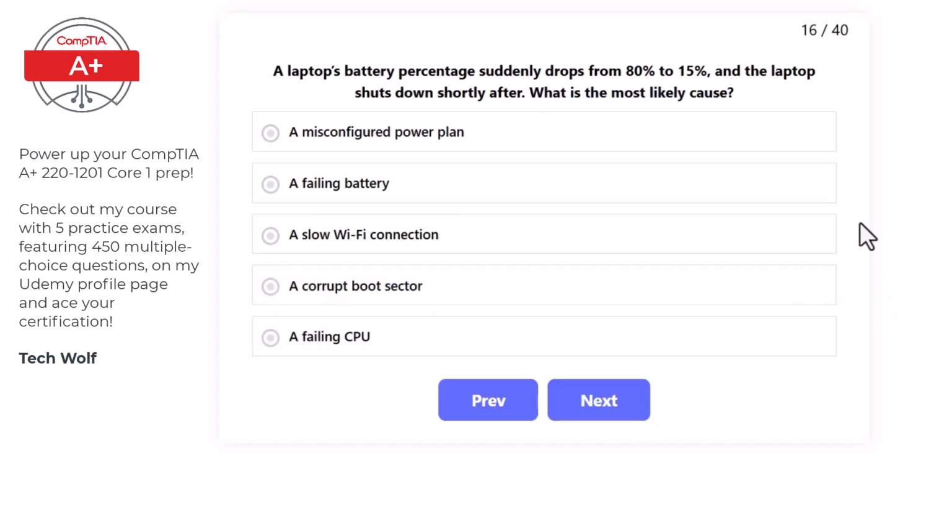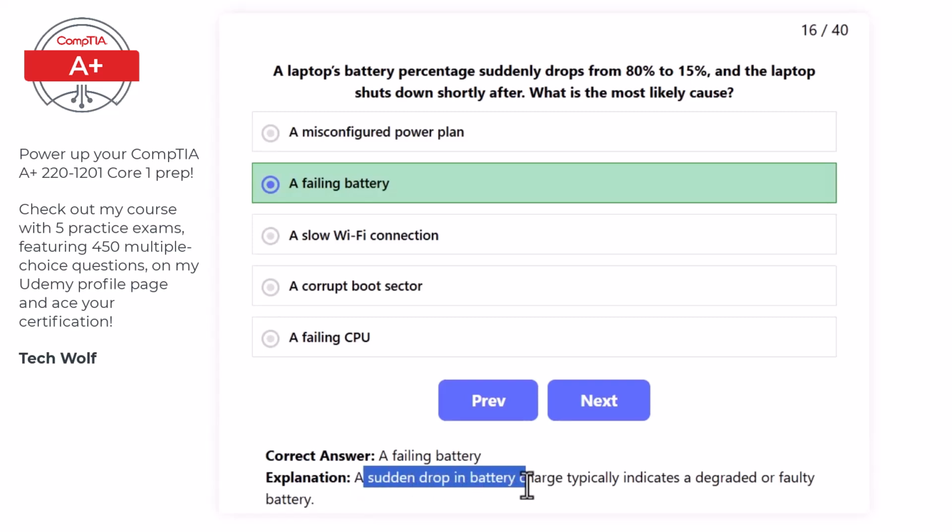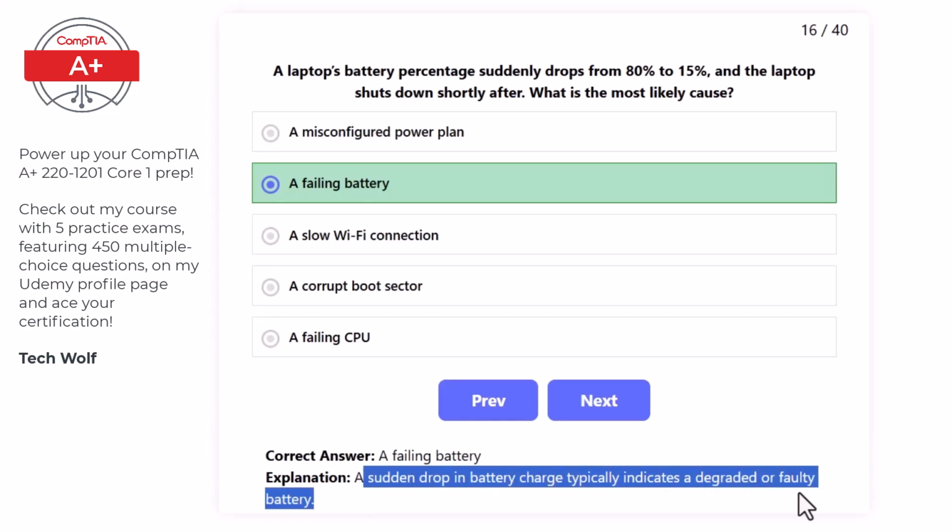And here, logically, the most likely cause could be a failing battery, as a sudden drop in battery charge typically indicates a degraded or faulty battery.